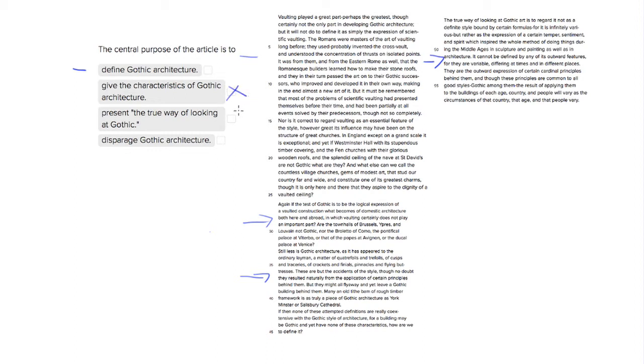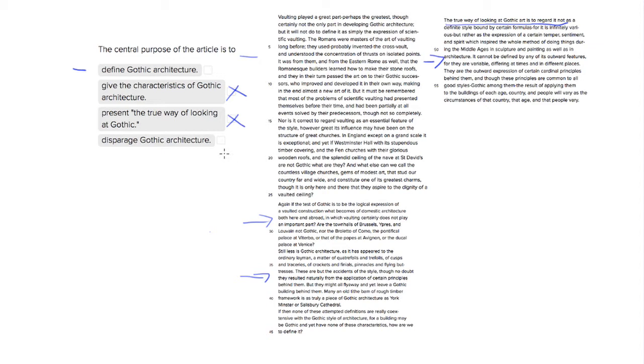Choice 3, present the true way of looking at Gothic. So we do see that phrase in the last paragraph, the true way of looking at Gothic art, but we're giving more a way not to look at it. So we don't want to look at it as certain formulas, but we want to look at it as the expression of a certain sentiment. But the central purpose of the article isn't to do this. So this is mentioned in this last paragraph here, but it's hard to say that would be the entire purpose of this long article, so that's not good.